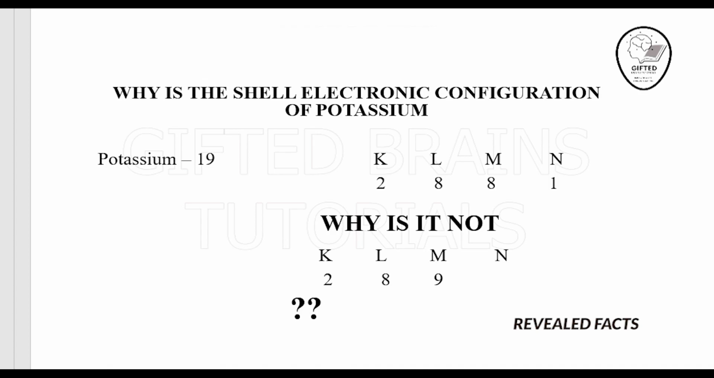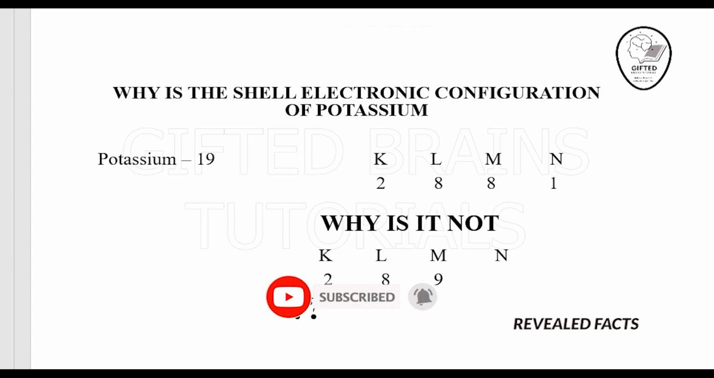Good day, everyone. I simply want to answer a very important question this moment. Why is the electronic configuration of potassium 2, 8, 8, 1? Despite the fact that the K shell takes 2, L takes 8, and then M takes 18. And so the M shell is not filled. Why go filling the N shell with one electron when simply we can have it as 2, 8, 9, because the M shell is not filled yet? Briefly, I'll be explaining this question.